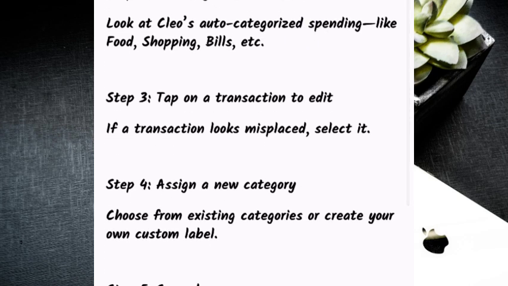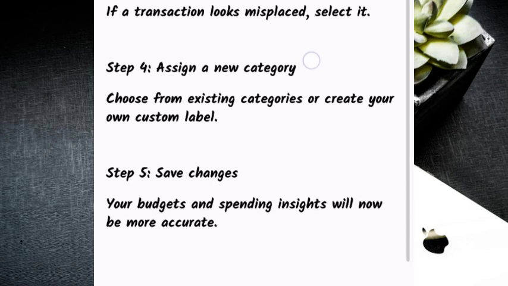Step 3, tap on a transaction to edit. Now, if a transaction looks misplaced, all you got to do is select it and edit its category. Step 4, assign a new category. Now you just choose from existing categories or you can create your own custom labels.